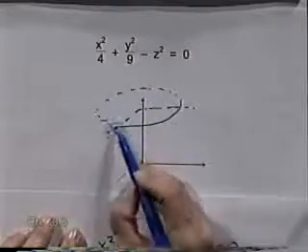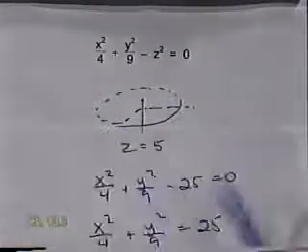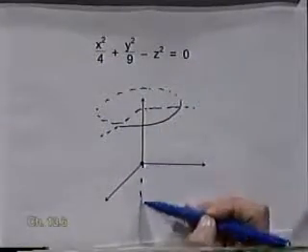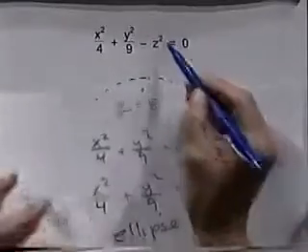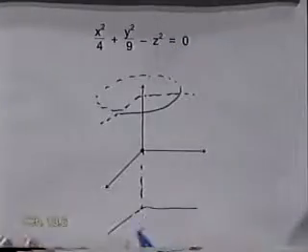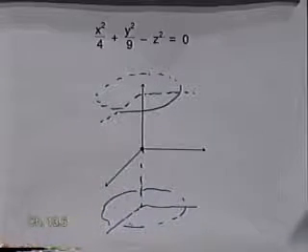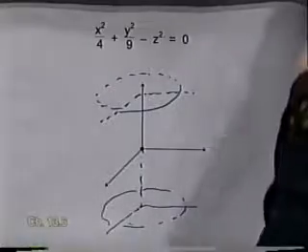So if I want to slice it at z equals 5, I'm getting some kind of an ellipse up here. And there was nothing special about that z equals 5. Z equals 10 would have given me another ellipse. Okay, so as I slice it, or if I went down here and tried z equals negative 5, who cares? If you square a negative 5, you're going to get a 25. You're going to get some kind of an ellipse down here. So we're getting these ellipses, all right?